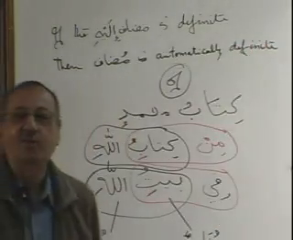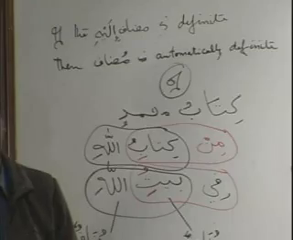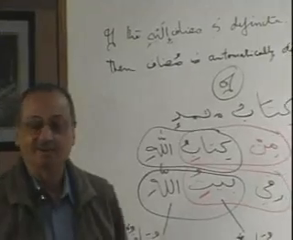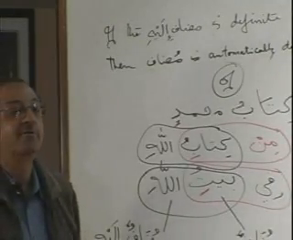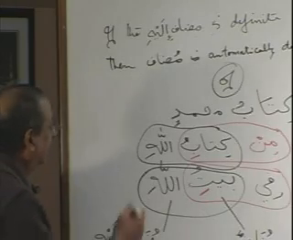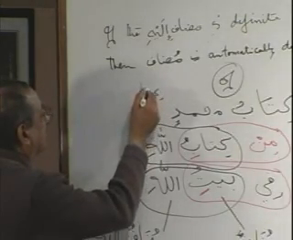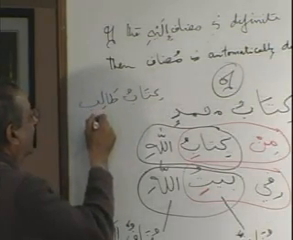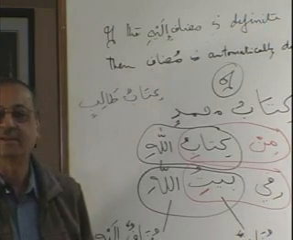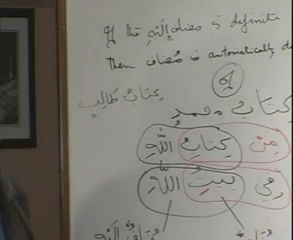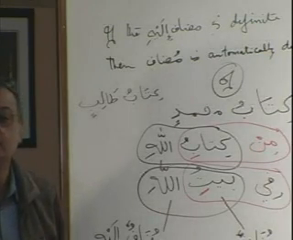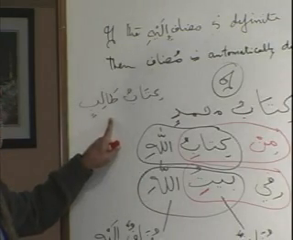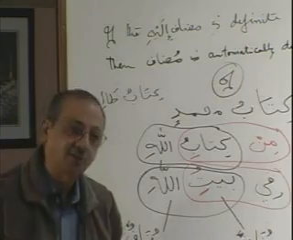Now, brothers and sisters, what happens if the mudaf ilayhi is indefinite? Then it becomes automatically indefinite. What is the example of mudaf ilayhi indefinite, brother? I will write it down. Kitabu talibin. See, talibin, indefinite. Are you with me? How will you translate? A book of a student. Both are indefinite. Why? Because if the mudaf ilayhi is indefinite, then the mudaf is also indefinite.